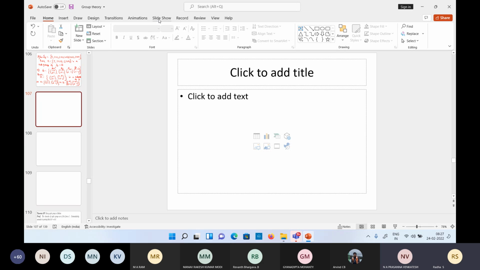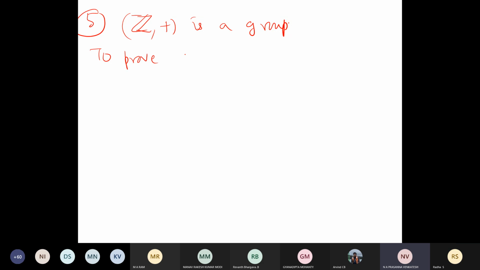Okay, now I'll go for infinite groups examples, right? Example number 5, infinite groups. So you know very well, Z is a group under which operation? Addition. Z is a group. What I'm saying is, to prove 3 times Z is a group.